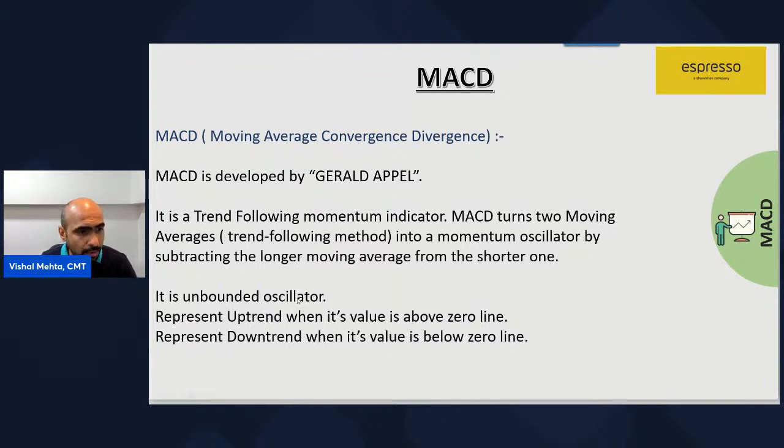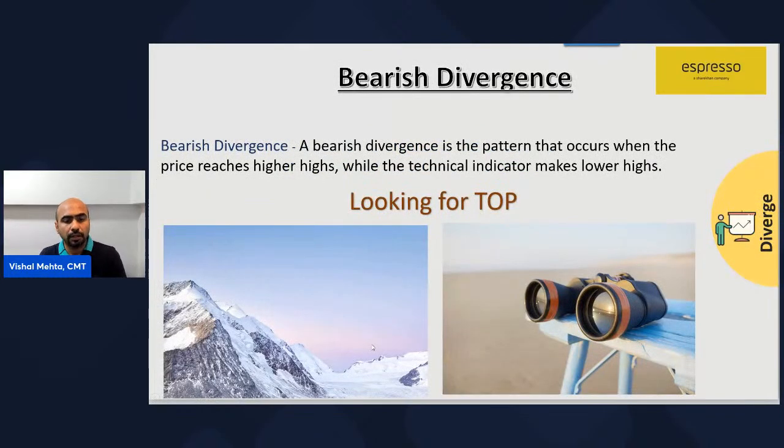So it's an unbounded oscillator, represents an uptrend when its value is above 0. Jabhi bhi MACD above 0 line hai, it is an uptrend. And jabhi bhi wo apne 0 line ke niche, it is called a downtrend. Now, a lot of my favorite ways of using this indicator, I'm going to teach you that.